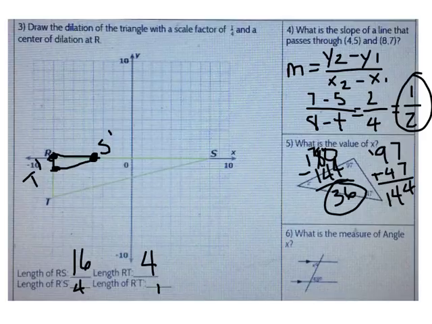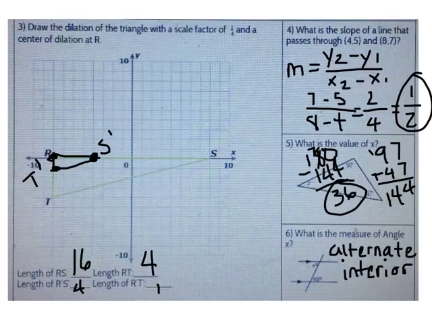Now let's find the measure of angle x for number 6. First, what is the relationship between those two angles? Those two angles are alternate interior angles, so they are congruent. X is 48 degrees.